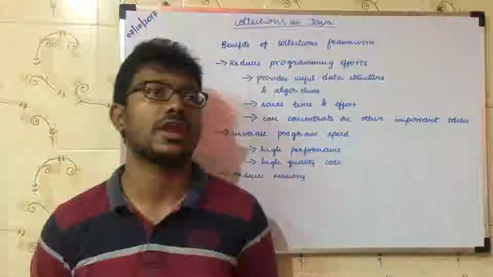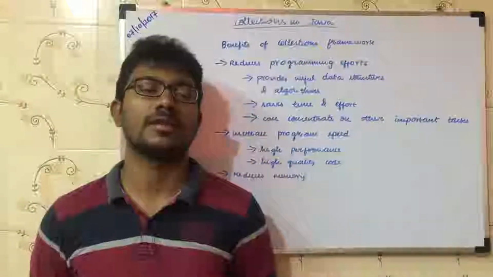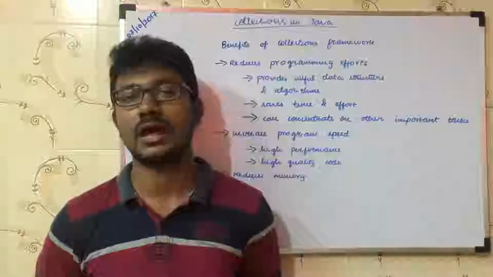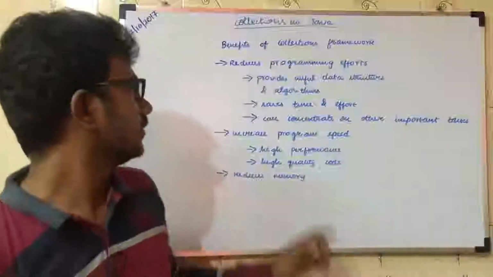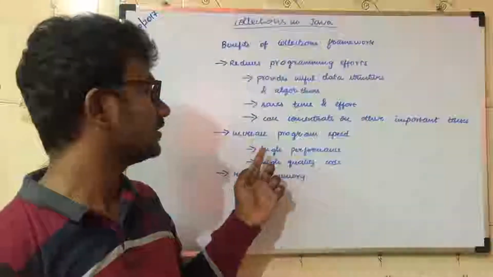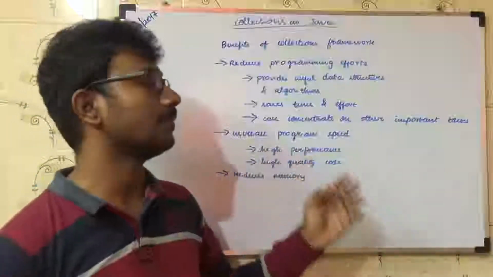For example, suppose you are writing a big software. At that time you need many things, like some best data structures to hold the data. If you can use this collection framework, then it increases program speed, and it also increases things in different ways. It improves the performance.